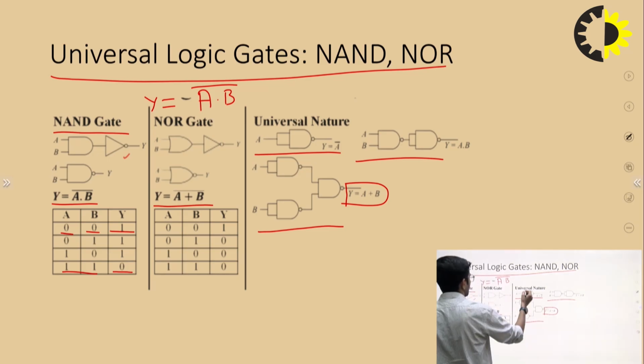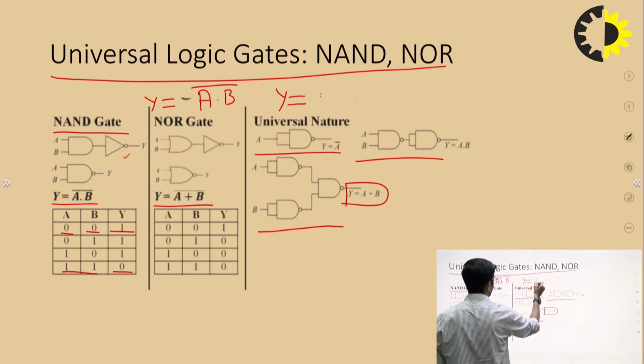The NOR gate is nothing but the complement of the OR gate. That means A plus B whole complement.